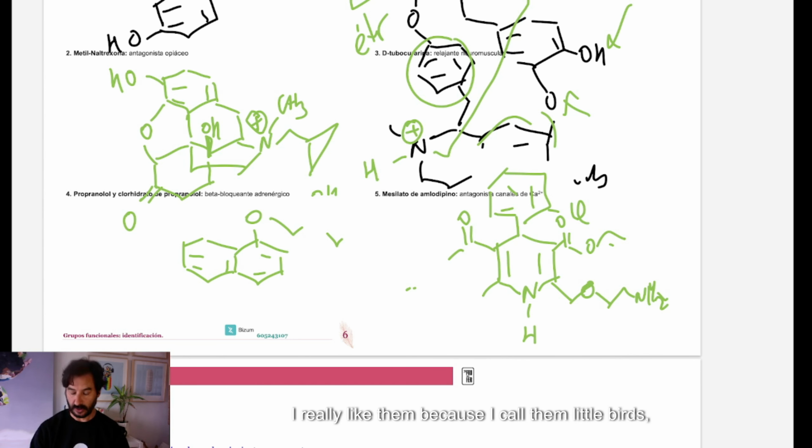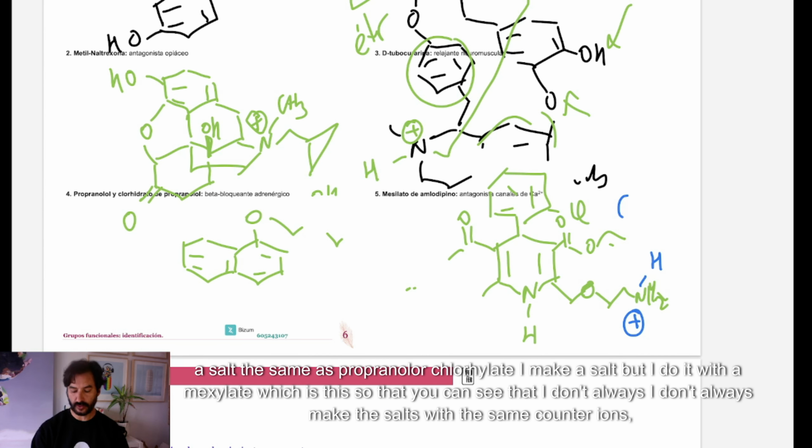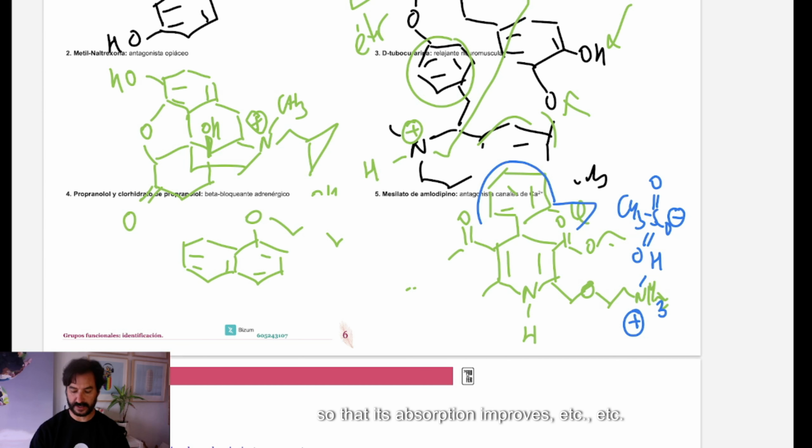Good, these drugs I really like them because I call them little birds, little turtles. Now I tell you about it. Well, with this amino group of amlodipine mesylate, I would make a salt exactly the same as before, the same as propranolol chlorhydrate. I make a salt, but I do it with a mesylate, which is this, so that you can see that I don't always make the salts with the same counter ions, this one from methanesulfonic acid. Although it comes from a primary amine, I make a salt so that it crystallizes, so that they can administer it in other ways, so that its absorption improves, etc.